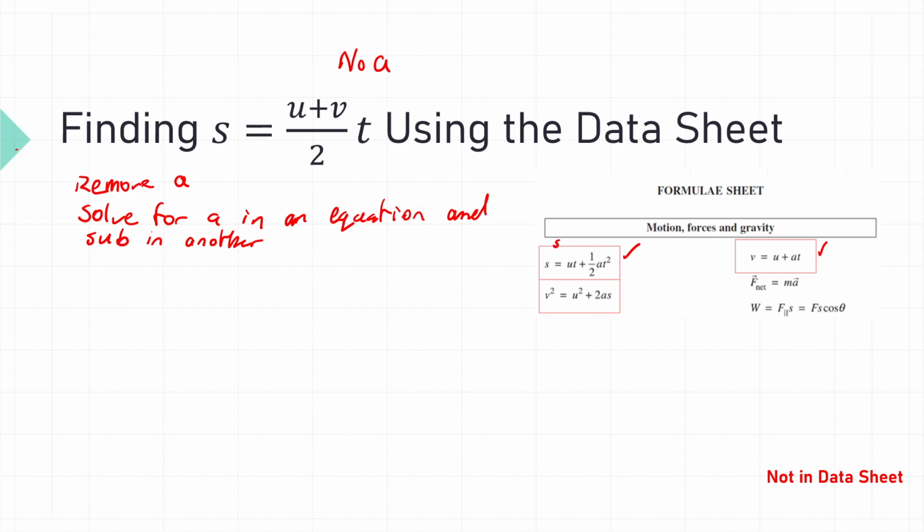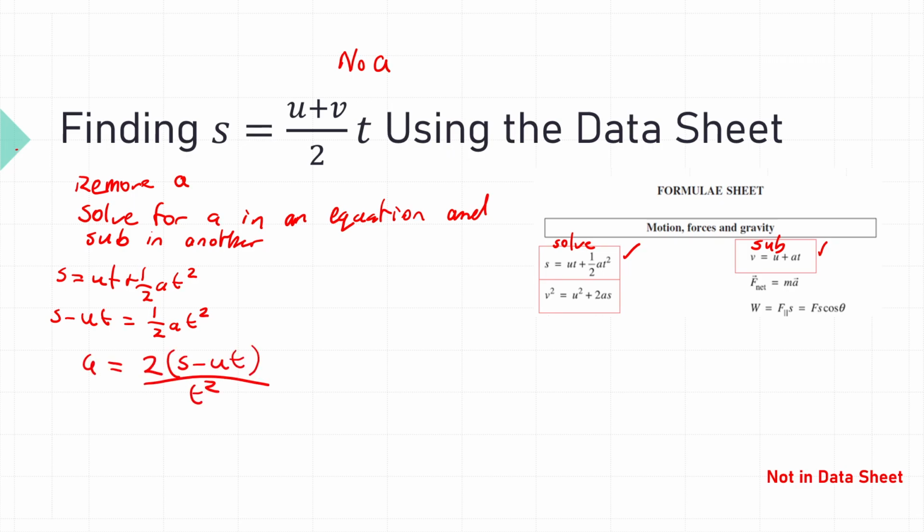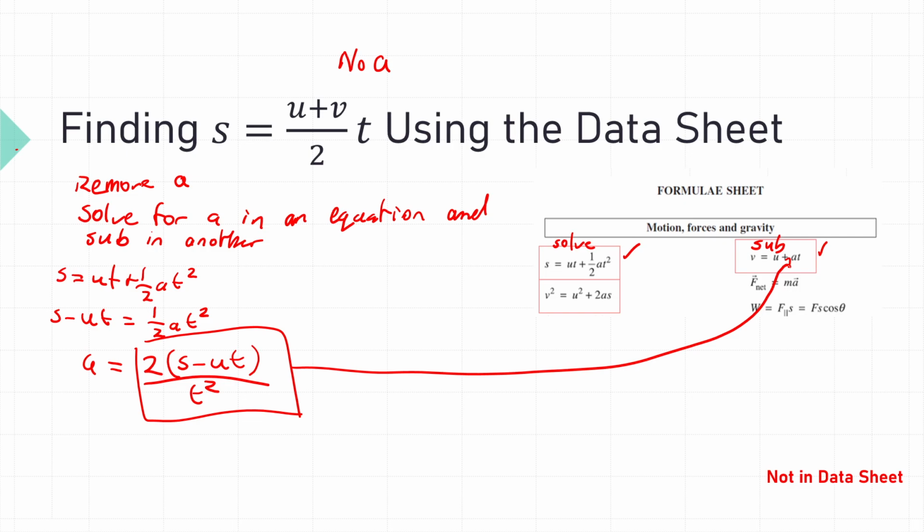This time I'm going to solve for a using s equals ut plus half at squared. I'm going to substitute into v equals u plus at. So starting with s equals ut plus half at squared, I'm going to solve for a first by moving ut to begin with, and then moving the half and the t squared over as well. What I can do is then take all of this, our expression for acceleration, and substitute it in for the acceleration in our first kinematic equation, v equals u plus at.